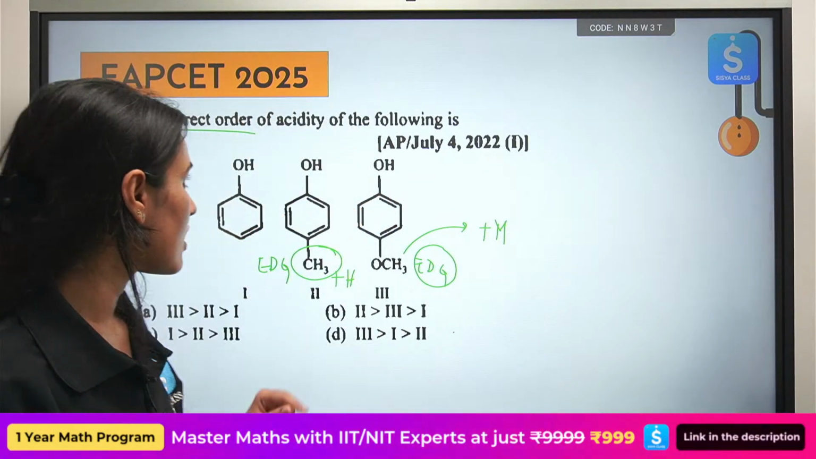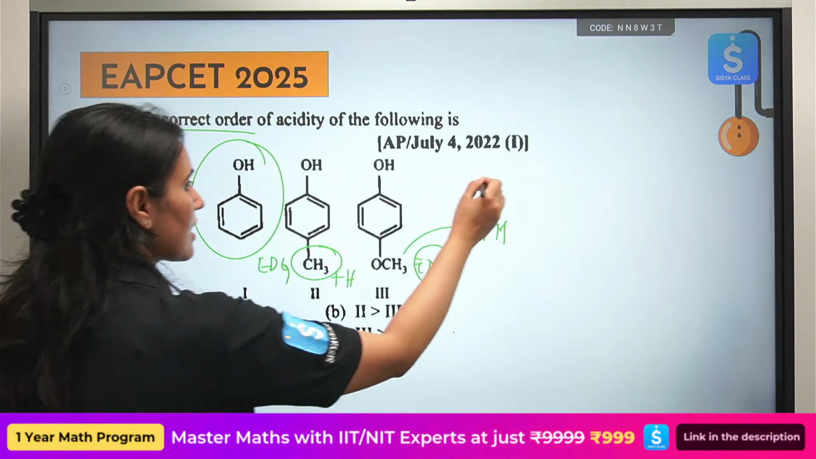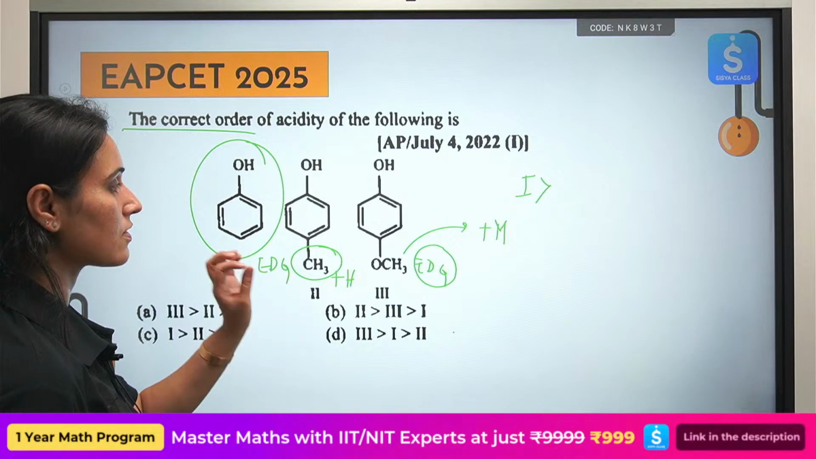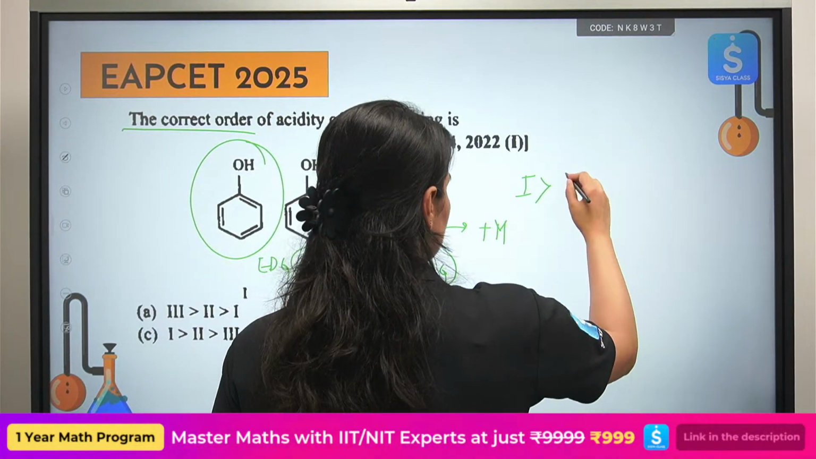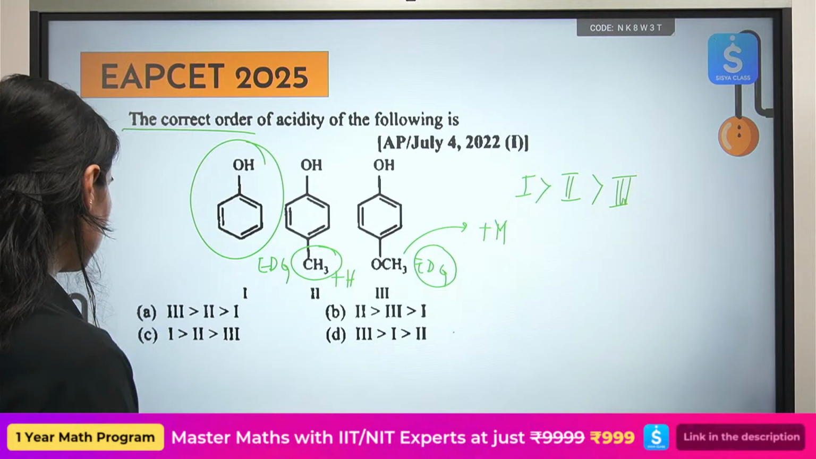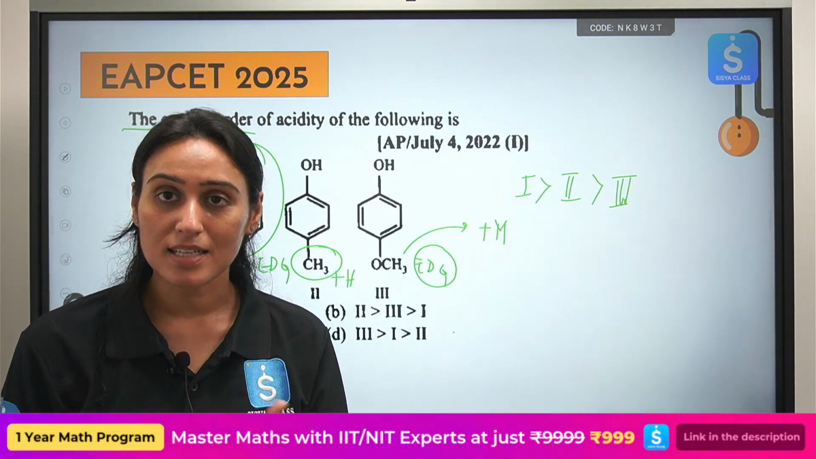Okay. So if you compare the acidic strength, this one is most acidic, followed by this one, because at least we have only hyperconjugation, and in the end, third. This will be our correct order. That is how you can compare the acidic strength.